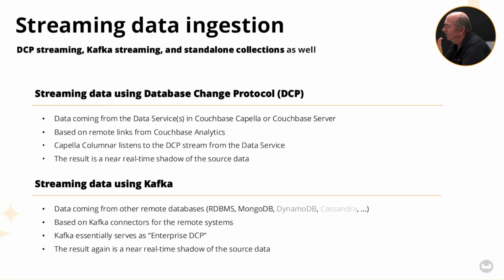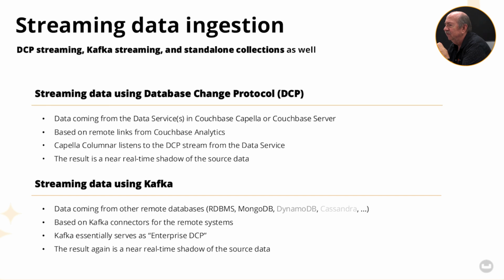That data might be your Capella operational data. It might be MongoDB data that's being Kafka'd into Capella Columnar. You're getting a real-time view of that data all the time, and you can run your queries on the data as it's happening over there. You're querying it over here, on separate storage and compute infrastructure.